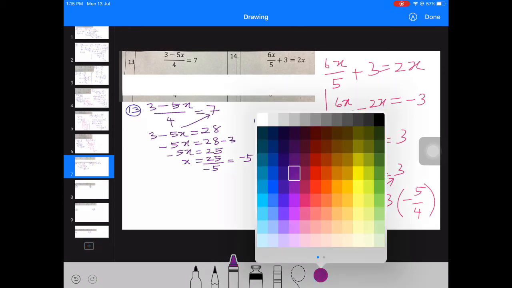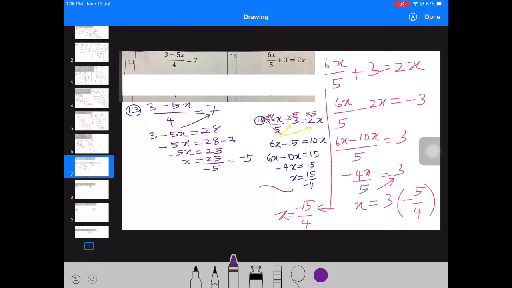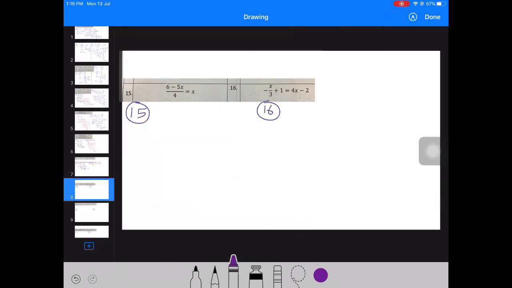Okay, I forgot something for this one. You cannot leave your answer like this. The negative sign must be placed either at the numerator, negative 15 over 4, or you can put the negative sign in the middle, like that. Okay, so these are your final answers. Alright, let's move on to number 15 and 16.